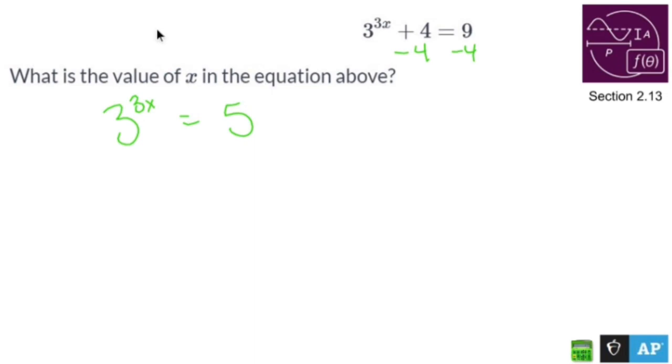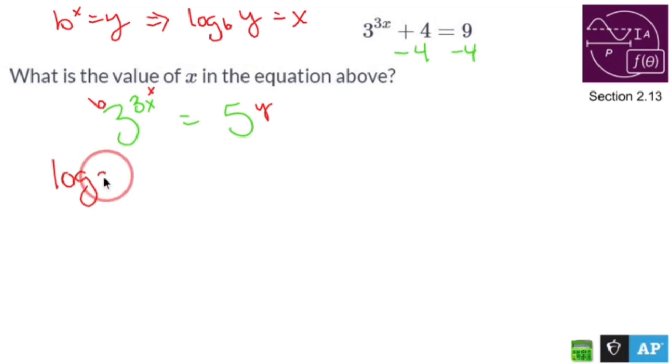So the other log form: if I have something in the form of b to the x equals y, I can write that out as log base b of y equals x. You're my base, you are my x, you are my y. So I can write this out as log base 3 of 5 equals 3x. Now, I have no clue what log base 3 of 5 is. And if I run to my calculator, I'm lost because the calculator's log is log base 10. This is log base 3.